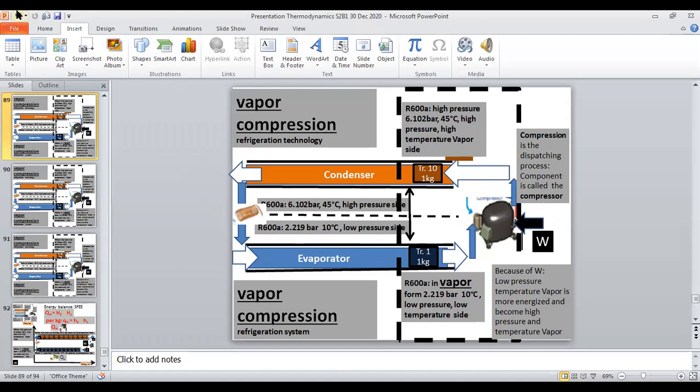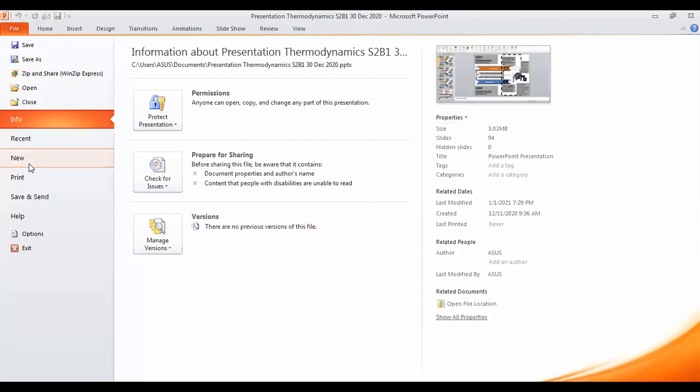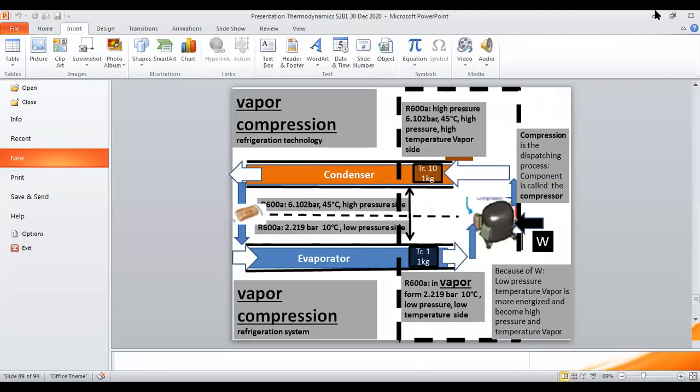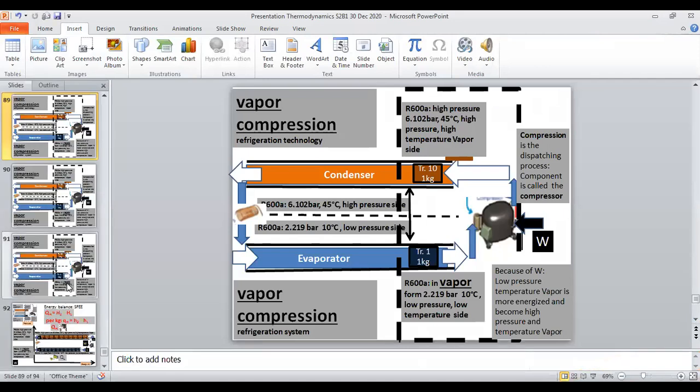So let me take, if I need to continue this in the same slide, it is also possible, but let me take this part.